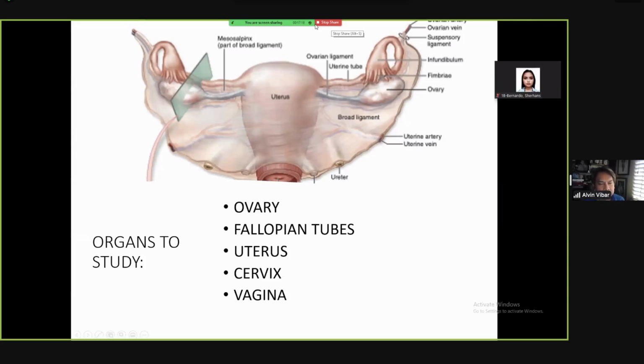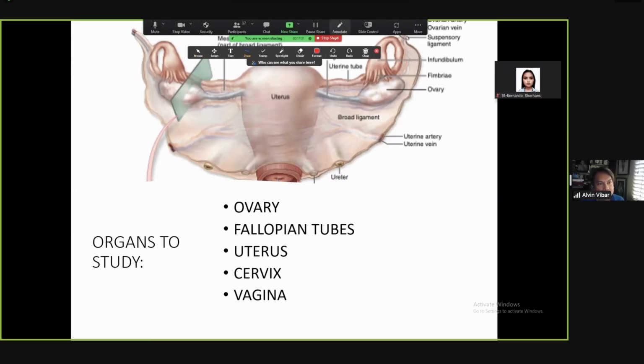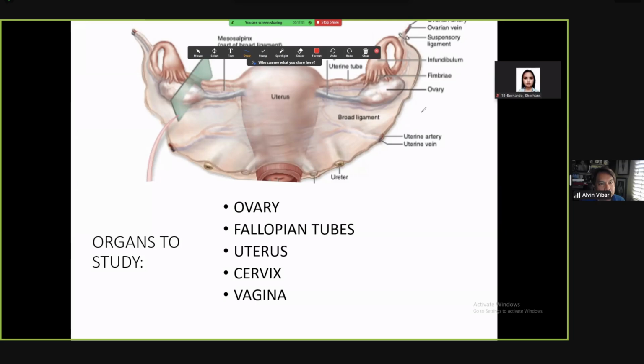So I'm assigned to discuss the histology of the female reproductive system. We're going to discuss the histology of the ovary, which is the female gonad, and then the histology of the fallopian tube, the histology of the uterus, the cervix, and lastly, the vagina. So we're going to focus on the histological features.